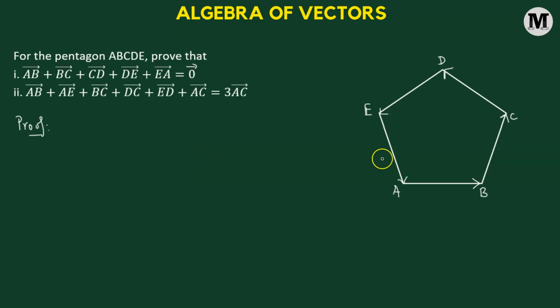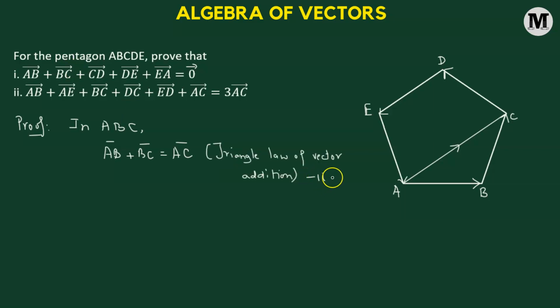Okay, now we will join vertex A and vertex C, and it's going to be a directed line segment going from A to C. So let's consider the triangle ABC. In triangle ABC, AB vector added to BC vector will be equal to AC vector. Over here we have used the triangle law of vector addition. Let's label this as number 1.